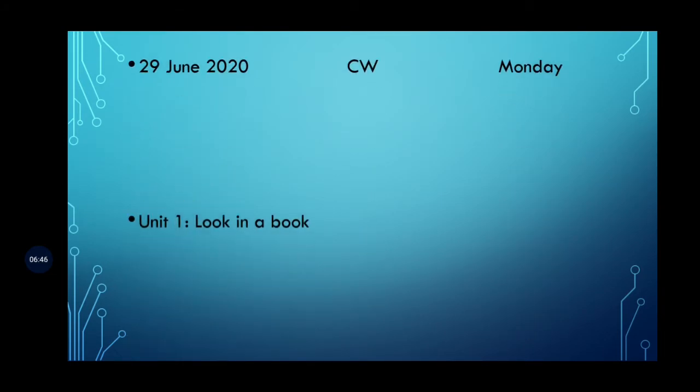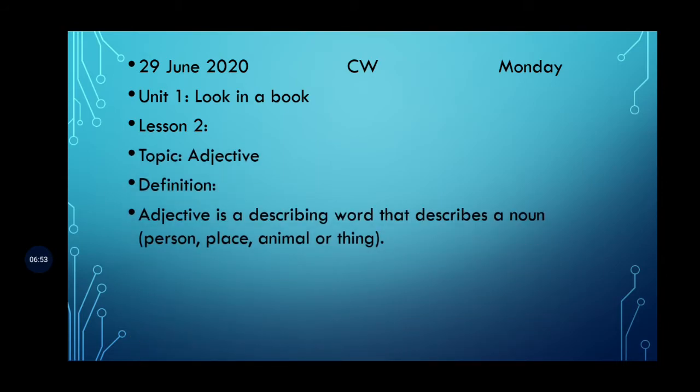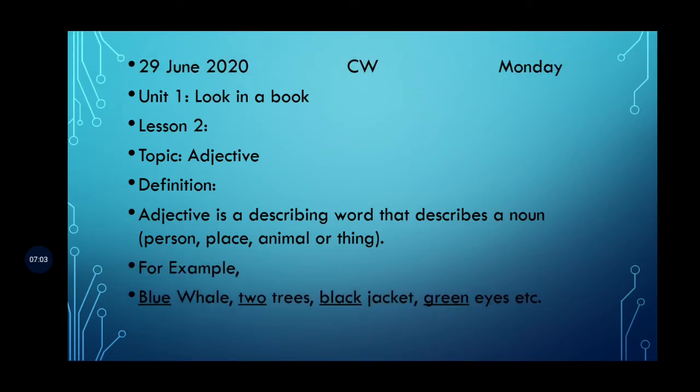Now we are going to write the definition of adjective in our notebooks. How will you define adjective? Adjective is a describing word that describes a noun. It can be a person, place, animal or thing. For example, blue whale. Blue is an adjective. Whale is a fish. A very huge fish.